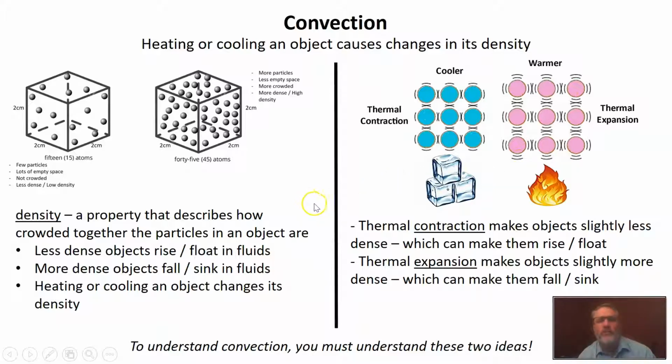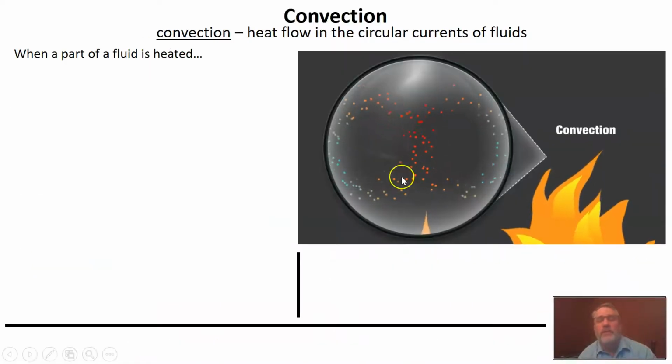To understand what's going on with convection, you absolutely need to keep in mind that density is how crowded together the particles in an object are, and that less dense objects tend to rise, whereas more dense objects tend to sink. And then we need to remember that changes in temperature can bring about these changes in density. So let's take a look strictly at convection.